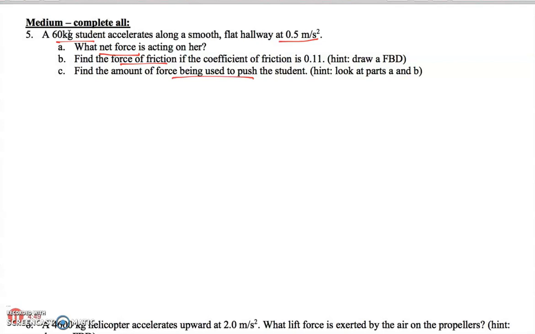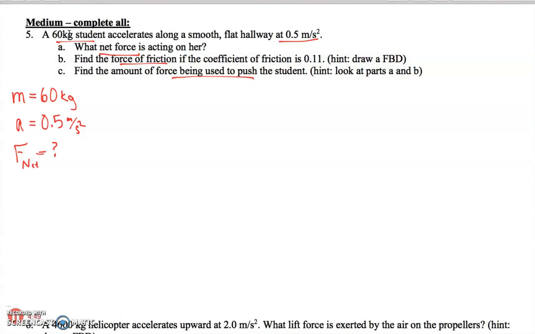Okay. So we have some information here, and just like before, I'm going to take a quick moment and jot down what that information is, my knowns. So my knowns include a 60 kilogram mass. We also know that the acceleration is 0.5 meters per second squared. And then we're looking for the net force. And just like before, part A, I bet you can find right away.